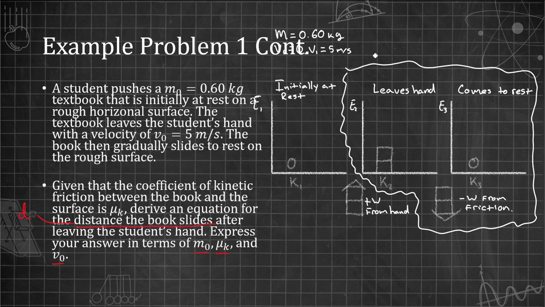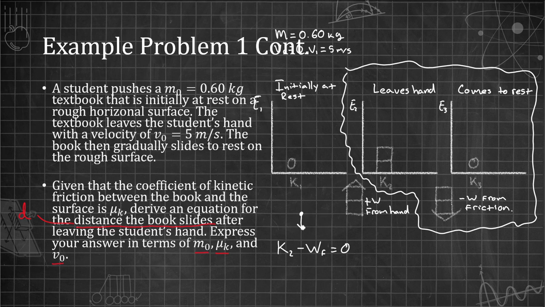The problem that we're analyzing here is going to be from the moment the book leaves the student's hand to the moment that the book comes to rest. So we're going to block that off, and that's what we're going to be focusing on for this problem. Without plugging in numbers, we're going to revisit that equation that we set up from our previous video. We know here that the kinetic energy that we start with in the second stage of motion when it leaves the hand, minus the work done by friction, should equal zero.